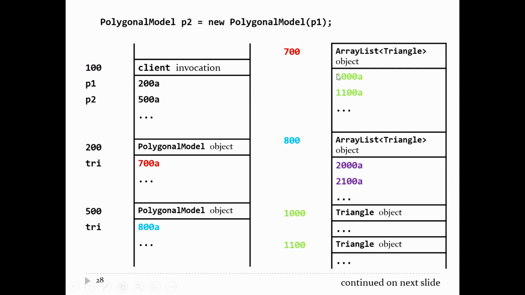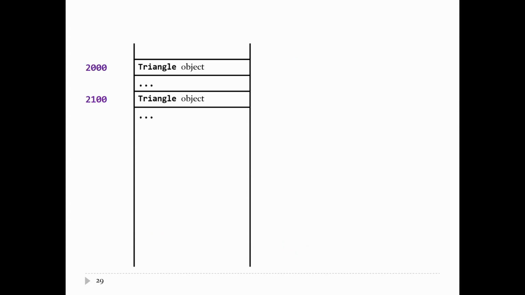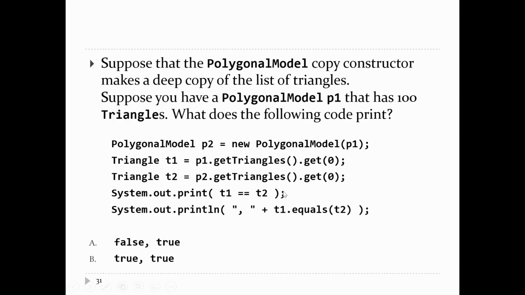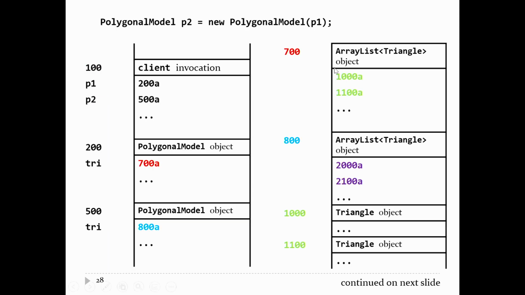The first triangle from P1 is there. The first triangle from the second model is there. That's 1000. That's 2000. So they're different objects. So that one's false. Are the 2 triangles equal? The answer is yes, they are equal, because they're copies of one another. The triangle object here is equal to the triangle object that's here. They have the same state. In other words, they have the same points, but they're different triangle objects.